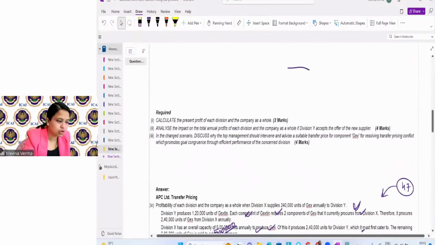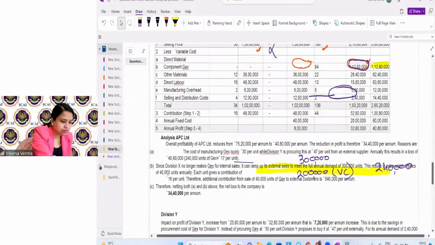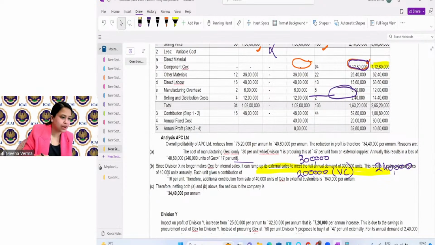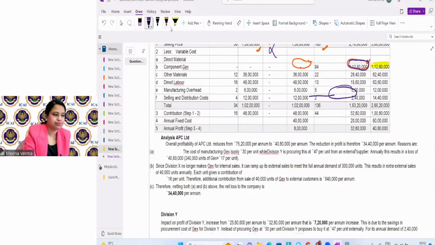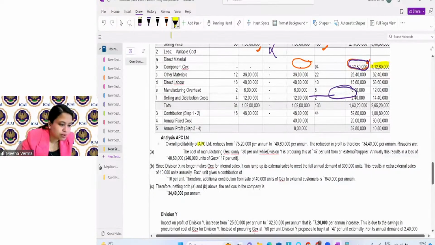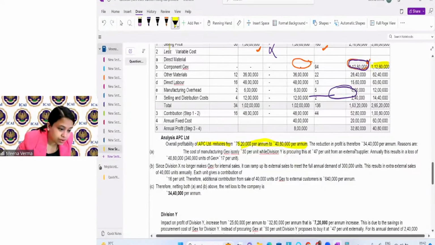So to promote the goal congruence, what should be the decision? You can see. Let's see the analysis. See how you should write the analysis. How you should analyze the question. Let's see. Overall profitability of APC reduces drastically. You can see it is reducing. Okay, if division Y will buy the product from outside. Okay, the reduction of profitability is this much.